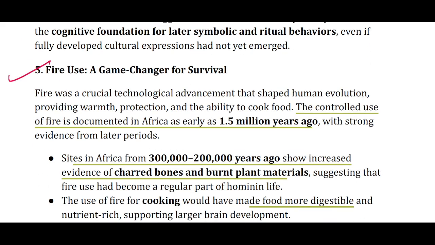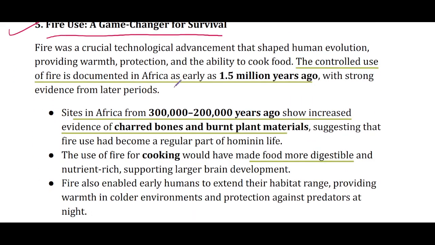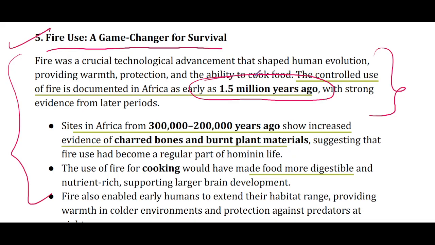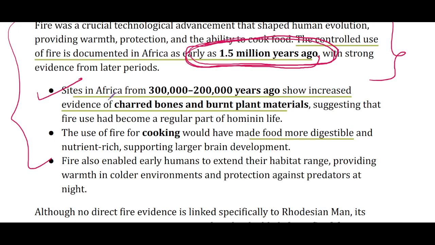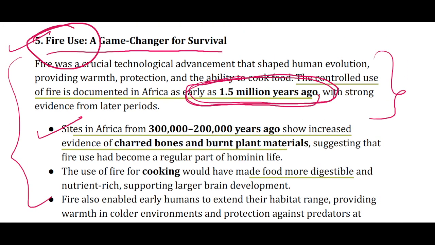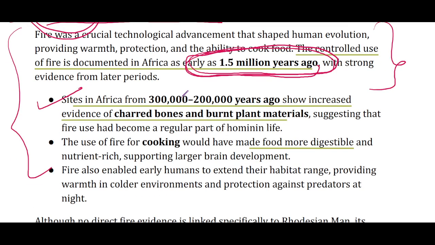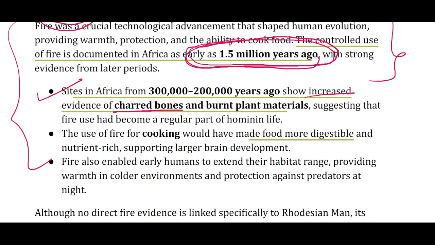Now, as for fire use, the controlled use of fire is documented in Africa as early as 1.5 million years ago. If something was available that early in time, then in the Middle Pleistocene this fire use would definitely exist. So sites in Africa from 300 to 200,000 years ago show increased evidence of charred bones and burnt plant material, suggesting fire use had become a regular part of hominin life.